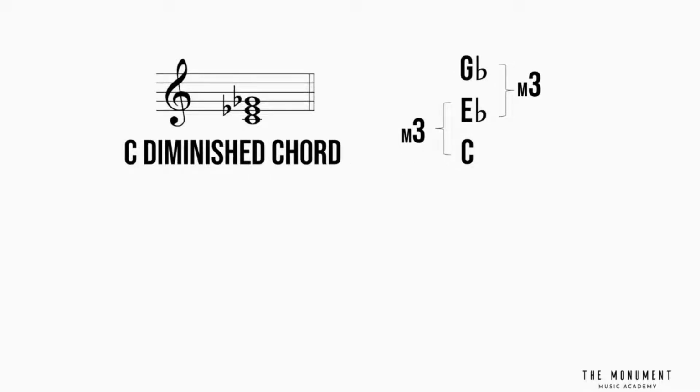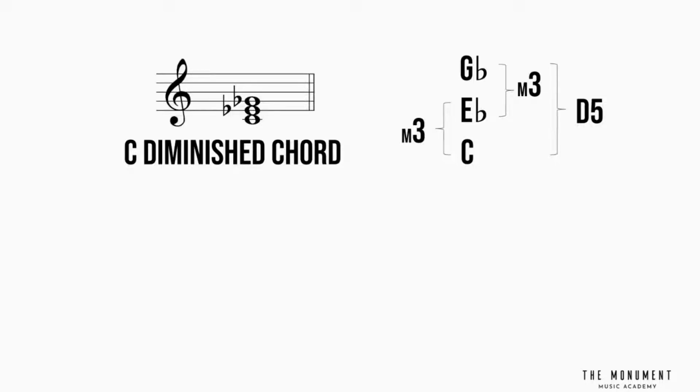This triad is formed when we stack 2 minor thirds together from the root to the fifth. As you can see here, C to E flat is a minor third, and E flat to G flat is also a minor third. The perfect interval between the root and the fifth is no longer present. Instead, we get a diminished fifth interval. This is the reason why this triad is called a diminished triad.